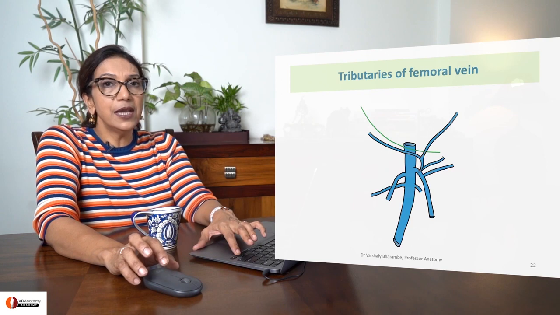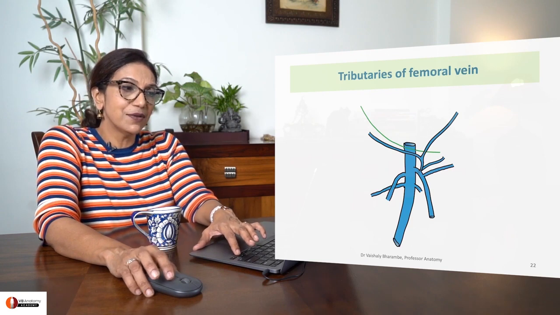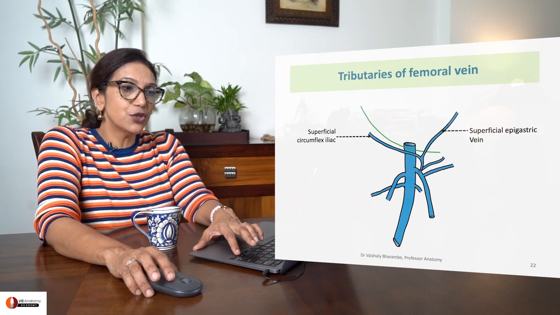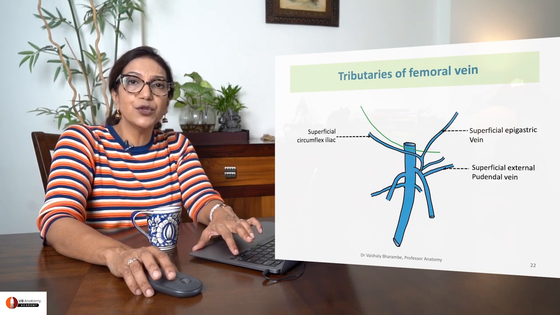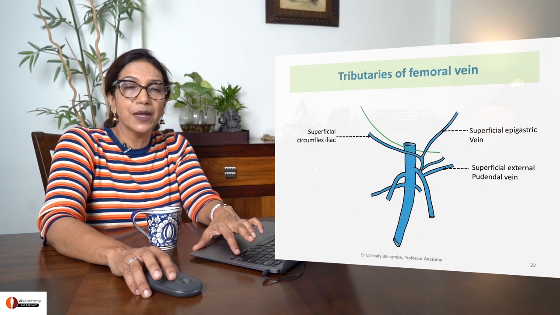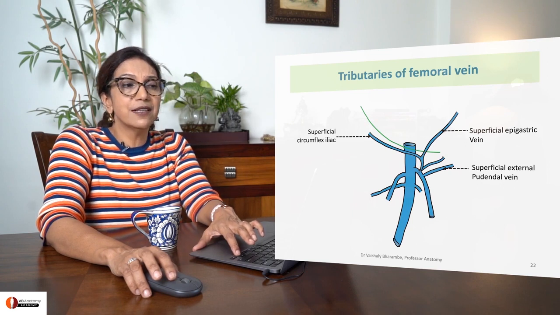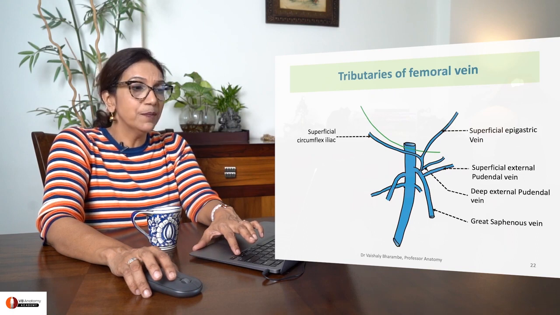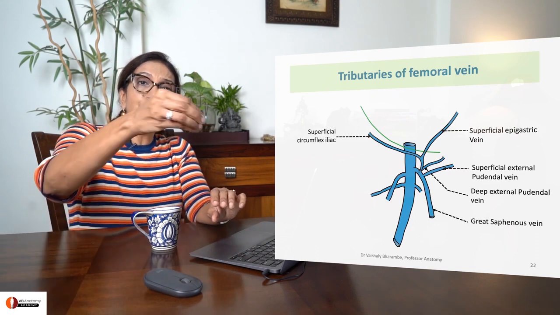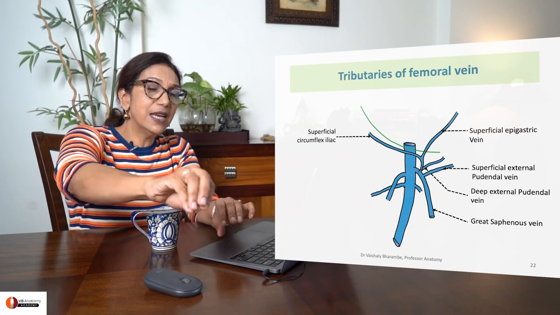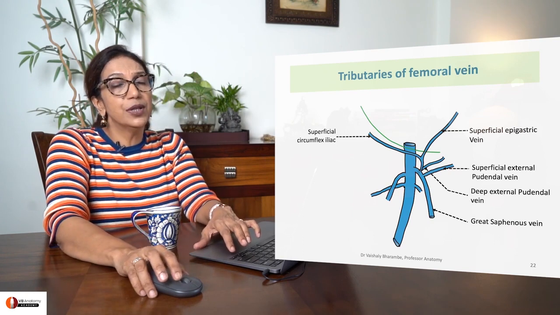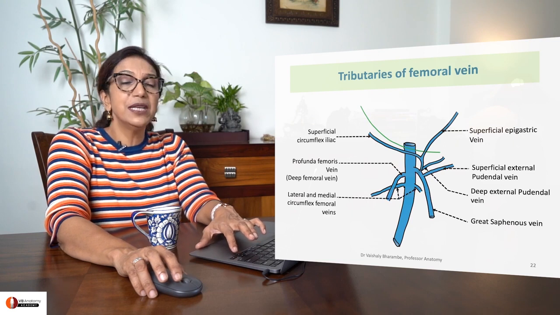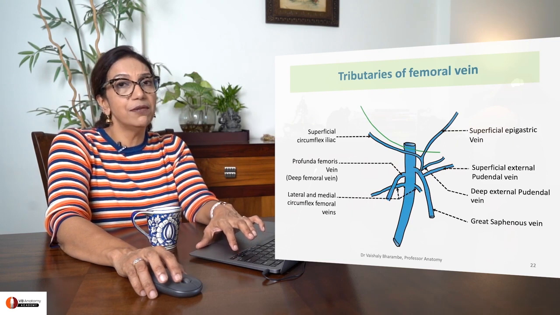So, blood coming in the femoral triangle into the great saphenous vein is from superficial circumflex iliac, superficial epigastric, and superficial external pudendal. Also draining into the great saphenous vein is your deep external pudendal. Okay? Carrying blood from all this, the great saphenous vein now drains into the femoral vein, which receives profunda femoris, medial and lateral circumflex femoral veins.